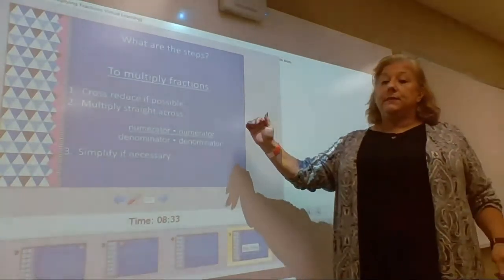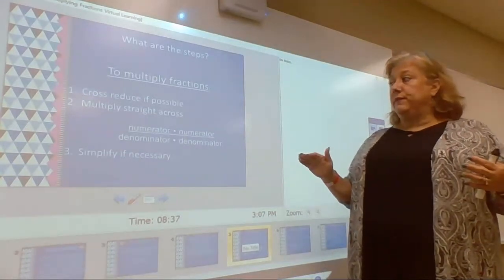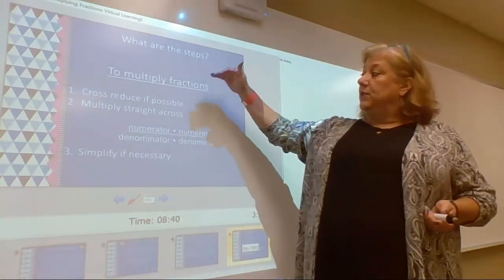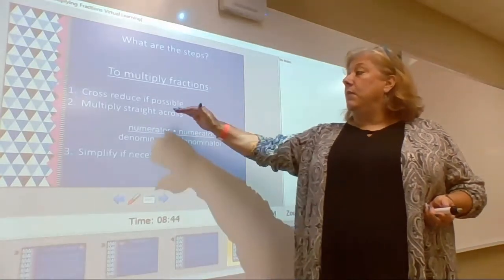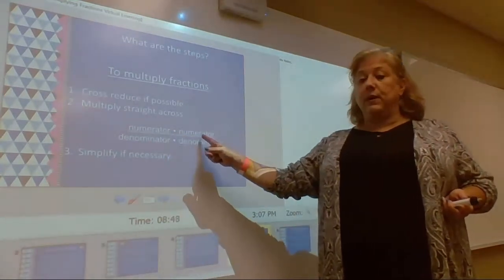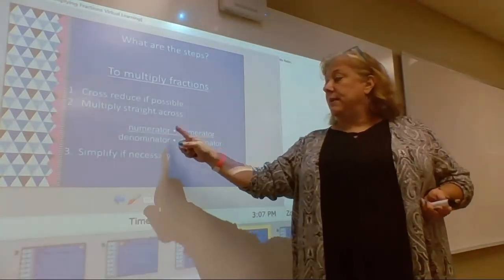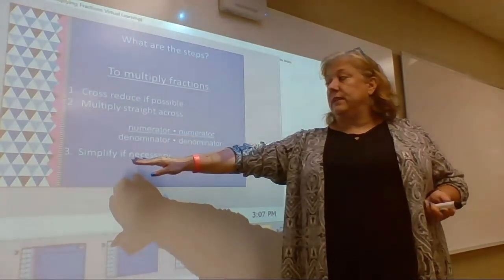And here are your steps to multiply. At this point, you can pause the video and write your steps to multiply fractions. Cross-reduce if possible. Multiply straight across. You multiply your numerator times your numerator. You multiply your denominator times your denominator. And then you simplify if necessary.